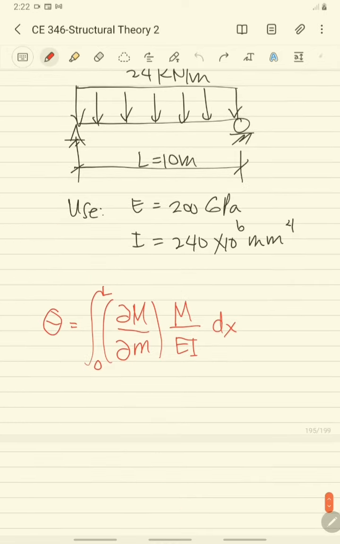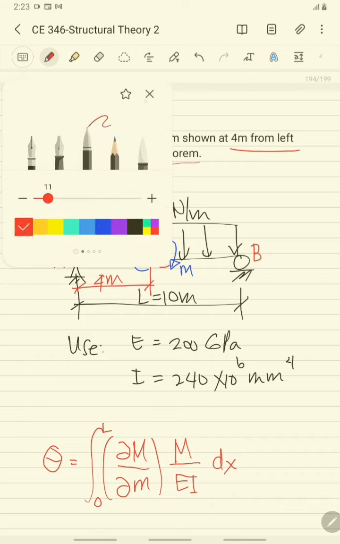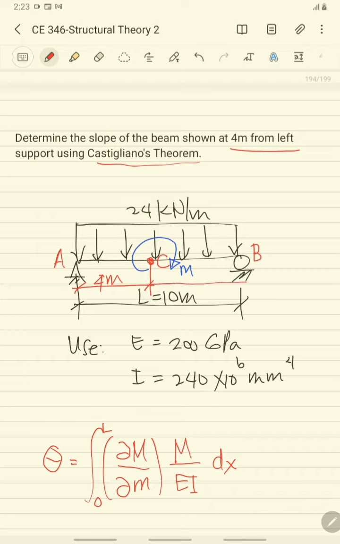Okay, so we are going to place our couple of moment at the point where we are going to determine the slope. So in this problem, we are going to determine the slope 4 meters from left support. So if this is our support A and this is our support B, 4 meters from support A, we will assume this is our 4 meters. We let this one as our point C. We will put a couple of moment M at point C. So here, this is also 6 meters from support B.